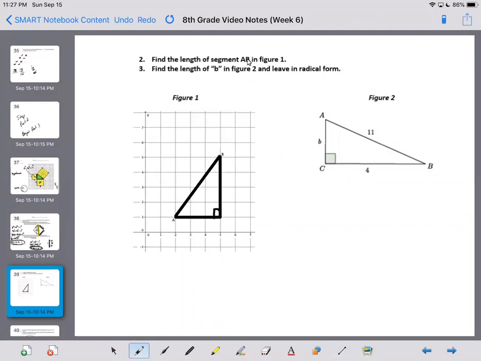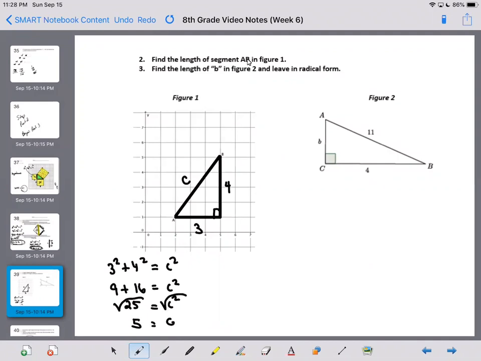So I know this distance is 3. I know this distance is 4. And so we're looking for C. So we would say 3 squared plus 4 squared equals C squared. So 3 squared is 9. 3 times 3 plus 4 times 4 is 16. So 16 plus 9 is 25, and that's what C squared equals. So when we take the square root, we're going to get C is equal to 5.